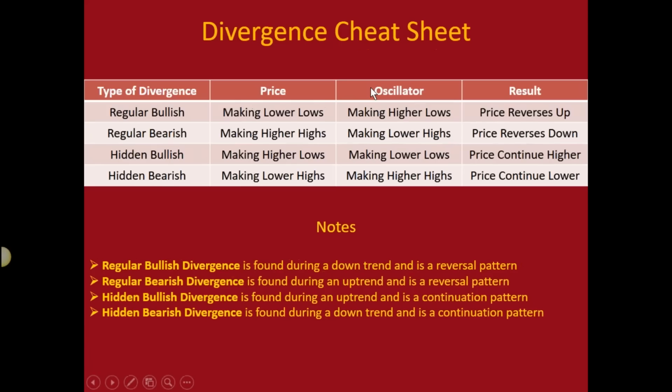So I got a divergence cheat sheet because a lot of people don't remember this stuff. It's hard to remember sometimes if you don't use it a lot. So you may want to look at this cheat sheet, write this stuff down. What we're going to be concerned with are the bottom two here, hidden bullish and hidden bearish, all right? Because we want to go with the trend. As you can see, the results are price continues higher, price continues lower, so that's trend continuation.